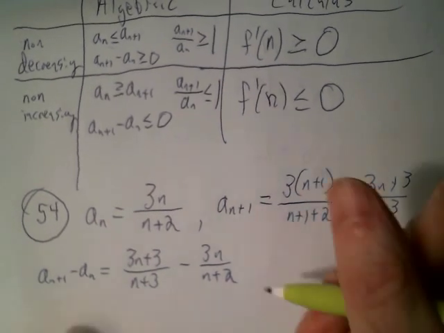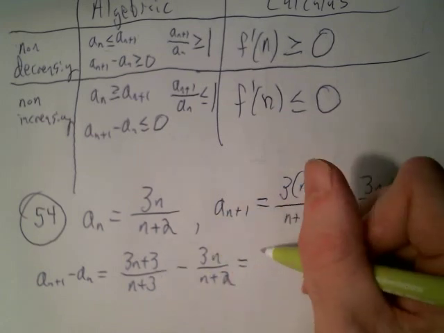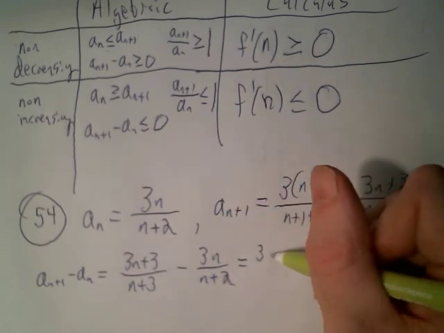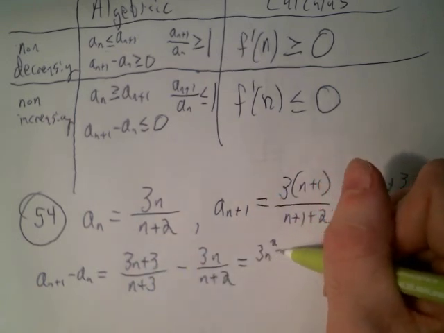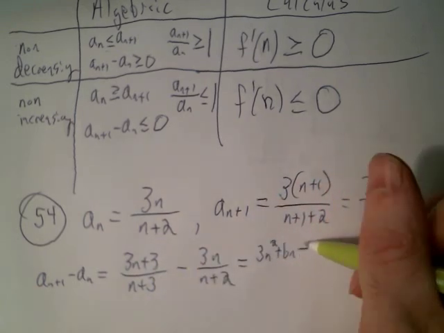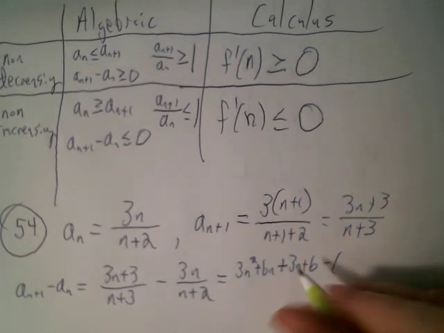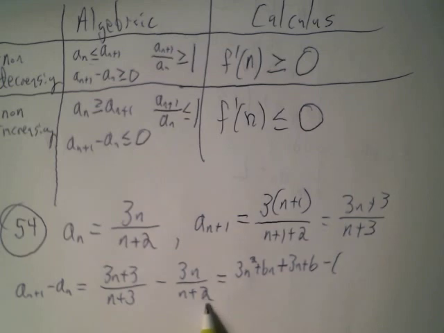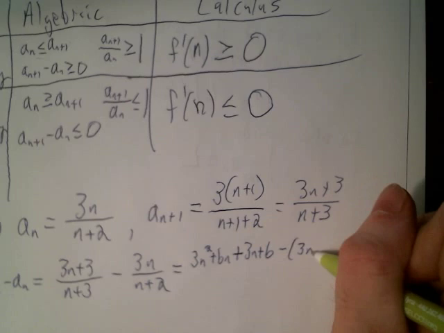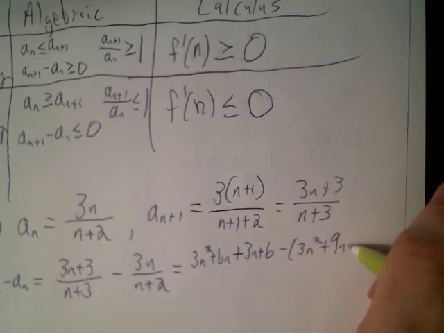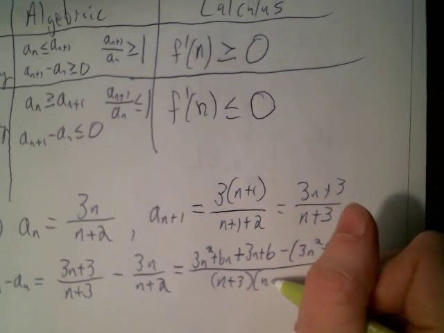I'm going to find a common denominator. So multiply top and bottom of this thing by n plus 2. So 3n squared plus 6n plus 3n plus 6. Then subtract away, need to multiply top and bottom of this thing by n plus 3. So that would be 3n squared plus 9n. That's all over n plus 3 times n plus 2.